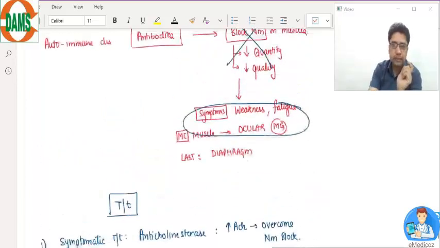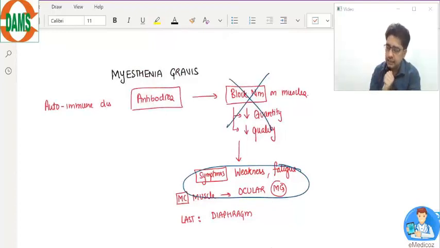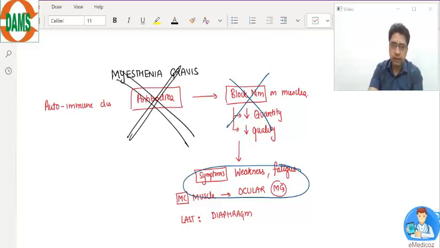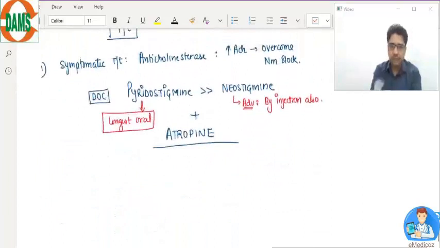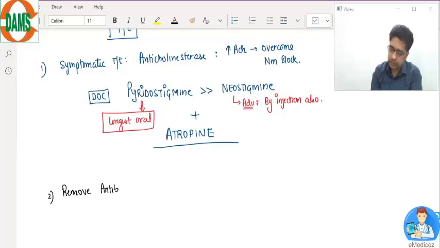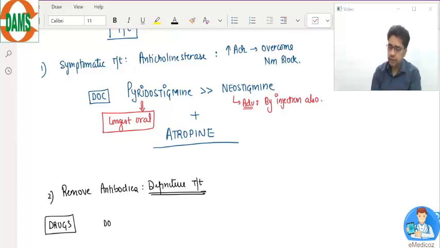The second thing you have to do, after overcoming the block of the NM receptor by anticholinesterase, is to remove these antibodies. Removal of these antibodies is done by giving drugs known as immunosuppressives. So the second thing we write is: remove antibodies. And this is known as definitive treatment. Okay, definitive treatment. So let's see what the drugs are. The drug of choice is prednisone.